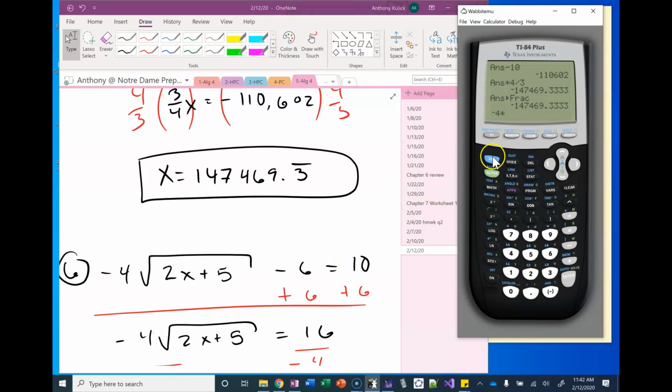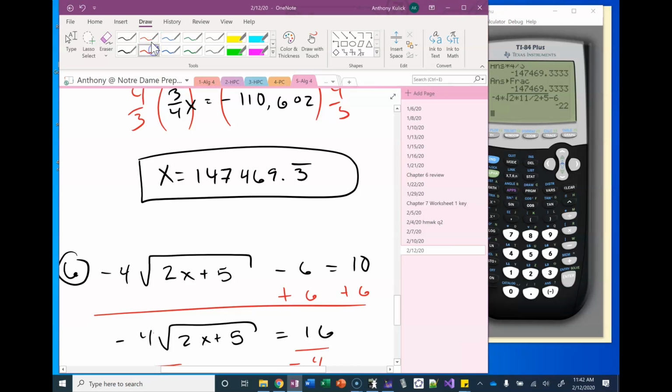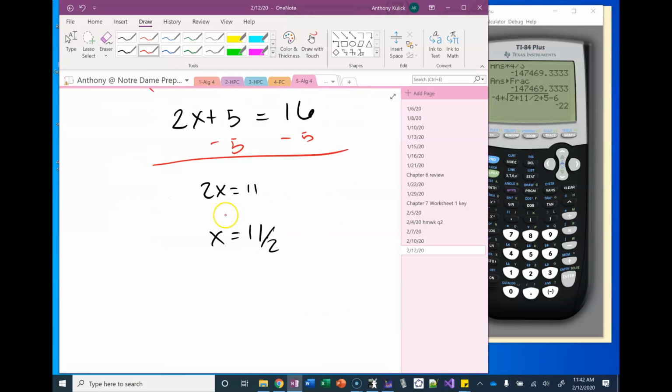-2 times the square root of 2 times 11 over 2 plus 5, and then minus 6. Look at what I got. -22. That ain't 10. So I'm going to discard this solution. This is an extraneous solution.